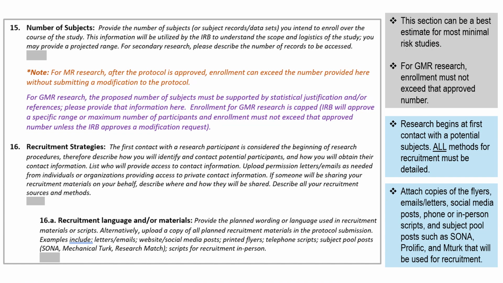The number of subjects you intend to enroll in your study should be a best estimate based on the type of study you intend to conduct. For minimal risk research projects, this is viewed as an estimate, and it's allowable to exceed this amount over the course of the study. If the research is greater than minimal risk, the estimated number should include the statistical justification and/or references for how this number was obtained. This number will also be viewed as a cap, and enrollment cannot exceed this number without an approved modification.